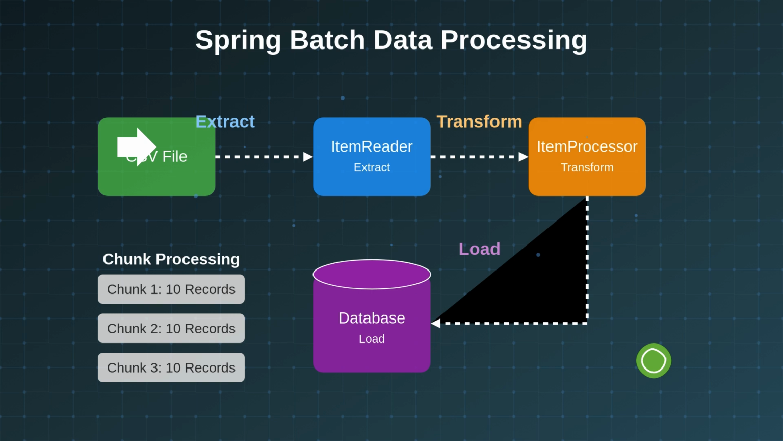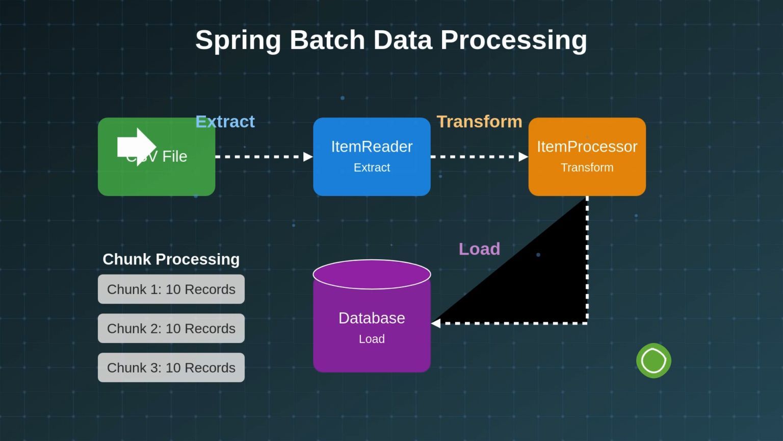Project setup. Now it's time to code. First, let's create a Spring Boot project with Spring Batch dependency. 1. Go to Spring Initializr, start.spring.io. 2. Add these dependencies: Spring Batch, Spring Data JPA, H2 Database, Lombok. After downloading, open in your IDE. I'm using STS, Spring Tool Suite.